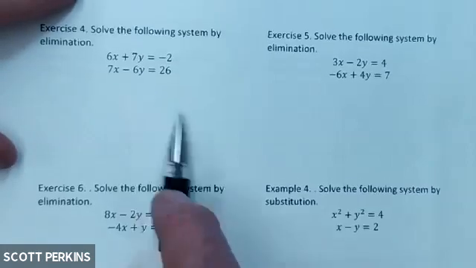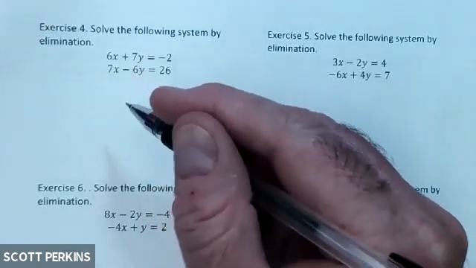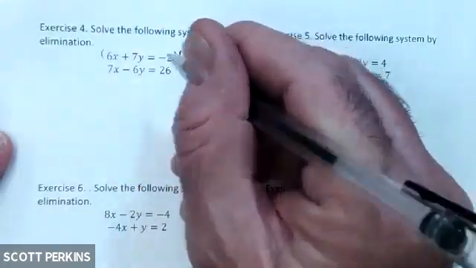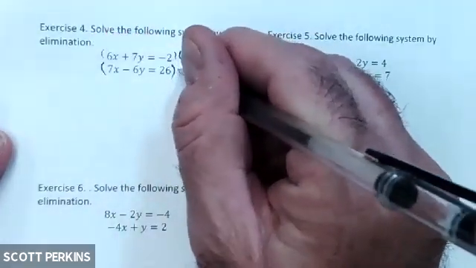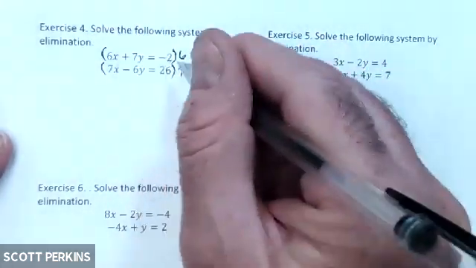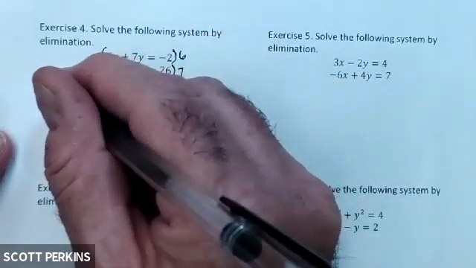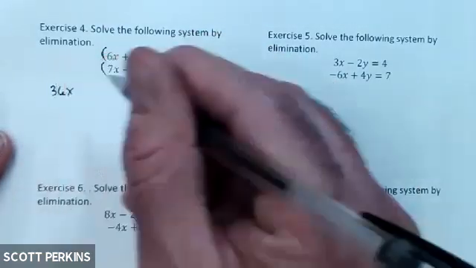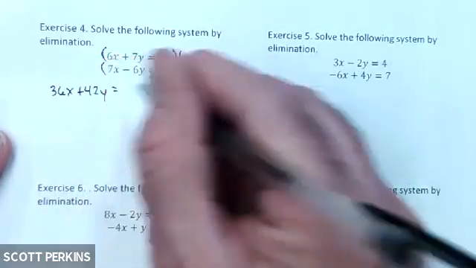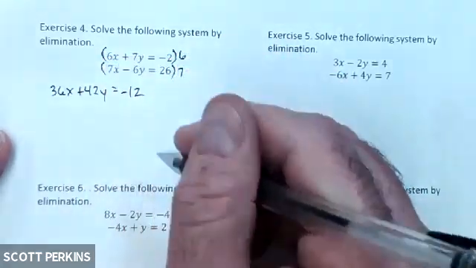All right, so we're going to eliminate the y's on this problem. That means in the top equation, I'm going to multiply by 6. In the bottom one, I'm going to multiply by 7. When I multiply the top one by 6, 6 times 6x is 36x, 6 times 7 is 42y, and then 6 times negative 2 is negative 12.